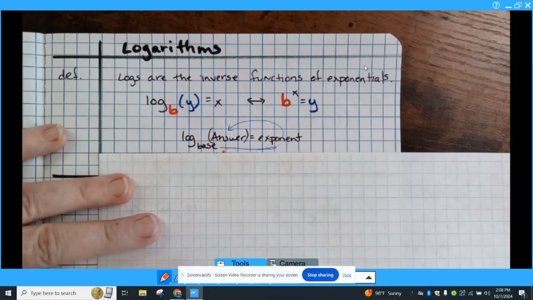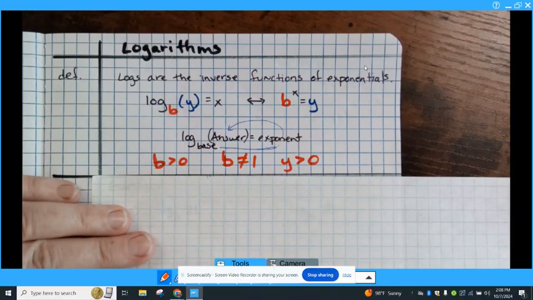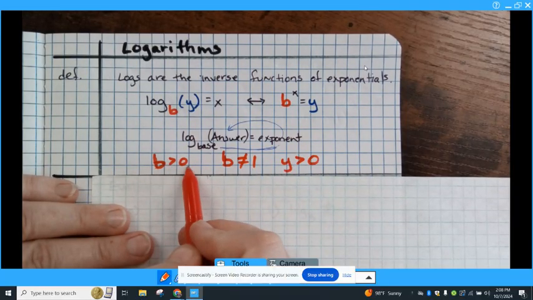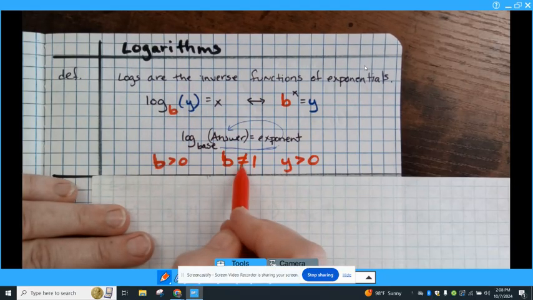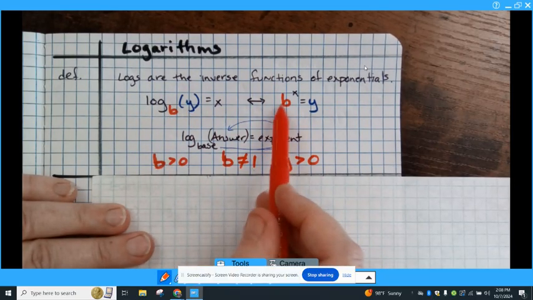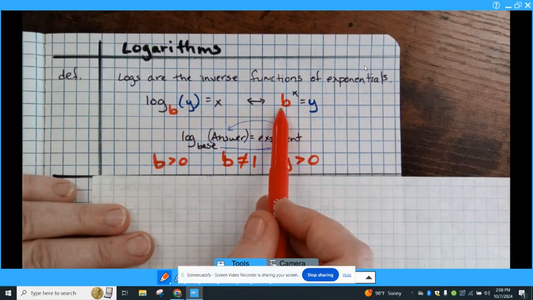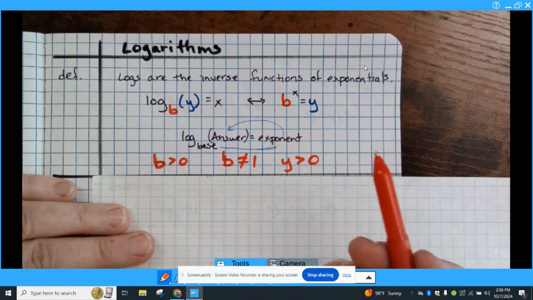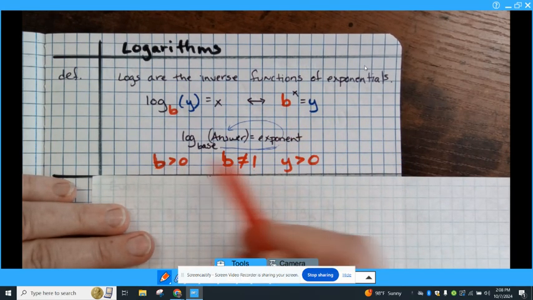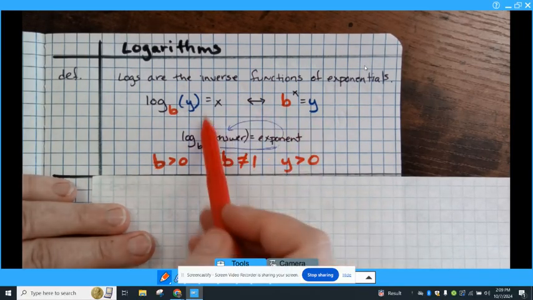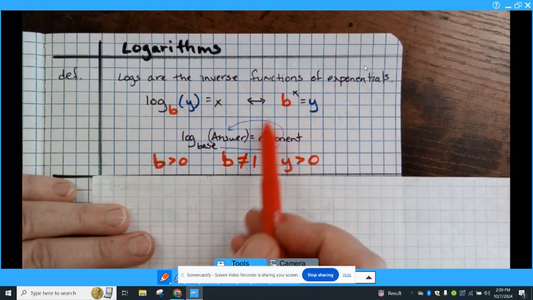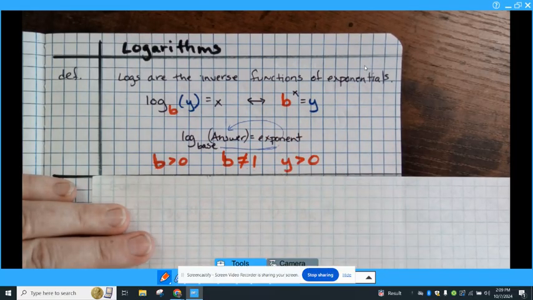There are a few rules with logs. The 3 rules are that your base must always be positive. This cannot be a negative number. It can also not be equal to 1, because then that would just be basically doing 1 times 1 times 1 times 1, which doesn't change. Okay? So your base has to be positive but not equal to 1. And your answer is always going to be positive. Because if you think of exponentials, think of the graph of an exponent. It never dips below 0.